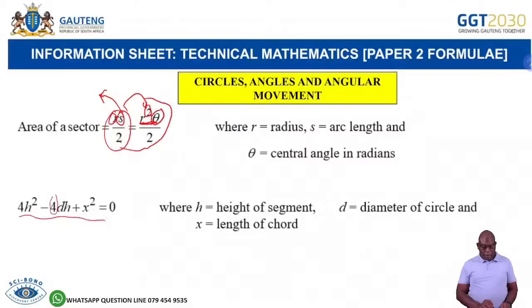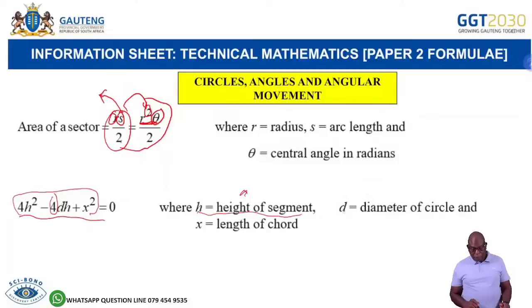Here's another formula that is a bit of a problem. Mostly learners omit that 4. Please copy it correctly so that you are able to substitute correctly. The h is the height of the segment. You must know what the height of the segment is on the diagram. You must know the diameter. If the radius is given, just multiply it by 2 to give you a diameter. The x is the length of the chord.